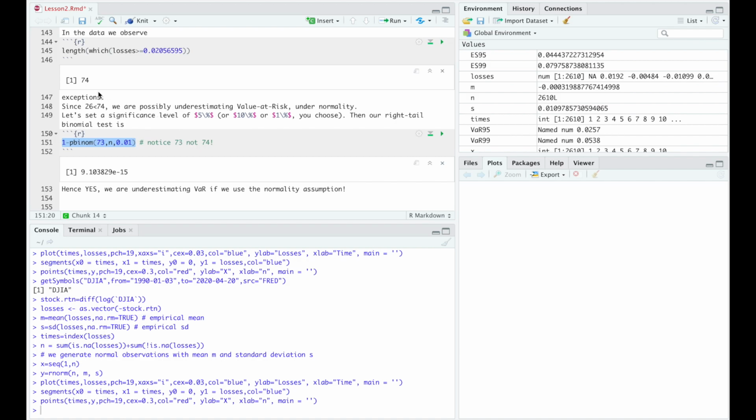Why 73 and not 74? Because we want the probability to be 74 or more. The probability of being 74 or more is 1 minus the probability of being 73 or less. Why? Because we are considering discrete observations. So between 73 and 74 there is nothing. That's why we have to always consider one observation less when we move to the right tail.